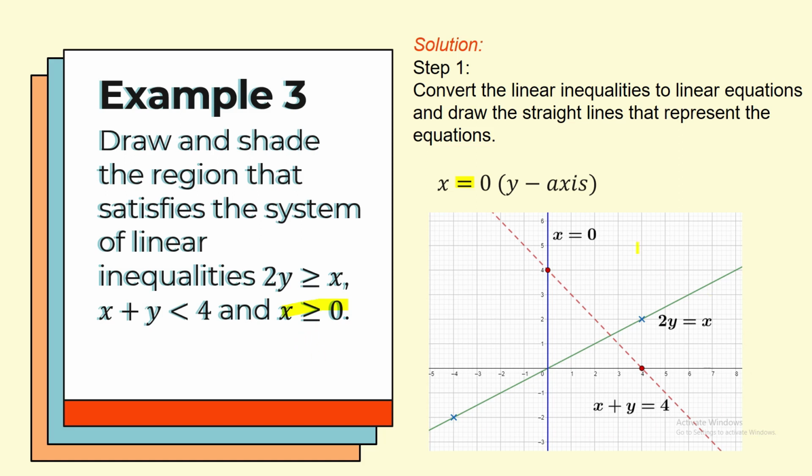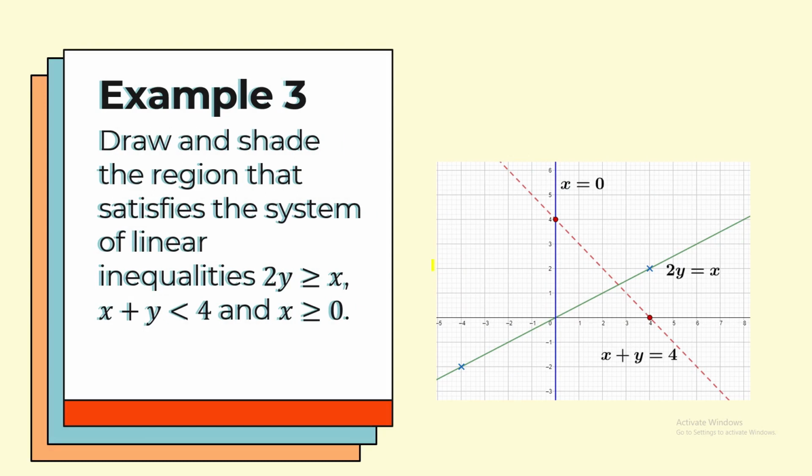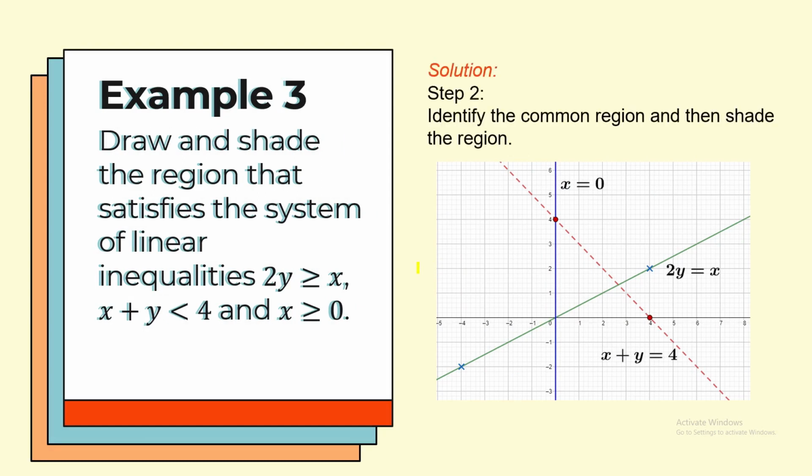Okay, after you have drawn all the straight lines on the Cartesian plane, you must draw all the straight lines for these 3 linear inequalities in the same graph. You need to shade the region. Okay, step 2, identify the common region and then shade the region. Okay, I will use my method. You can use your textbook method too.